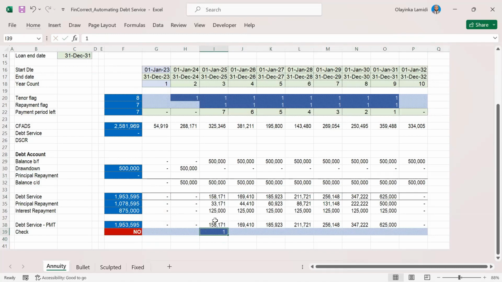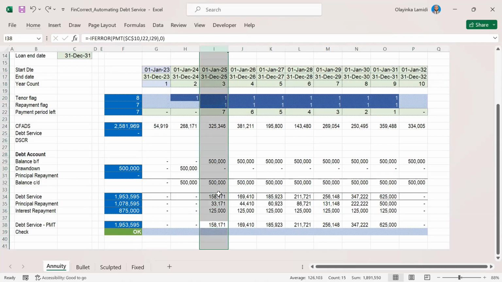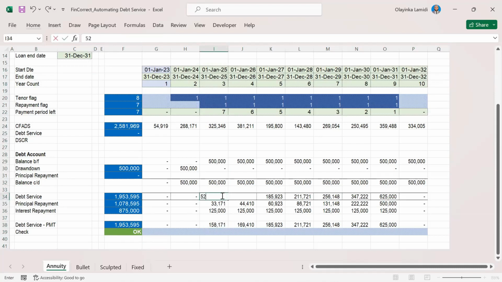So that means that this and this are not correct. Let me rephrase, right? This is on I34 colon I now, and you can see what we have here. Row 34 colon I, what we have here is 158,171, and what we have here, row 38, is 158,171. So if this had been maybe 52,000, it definitely means that the calculation that we've done is wrong. This is just like a check.